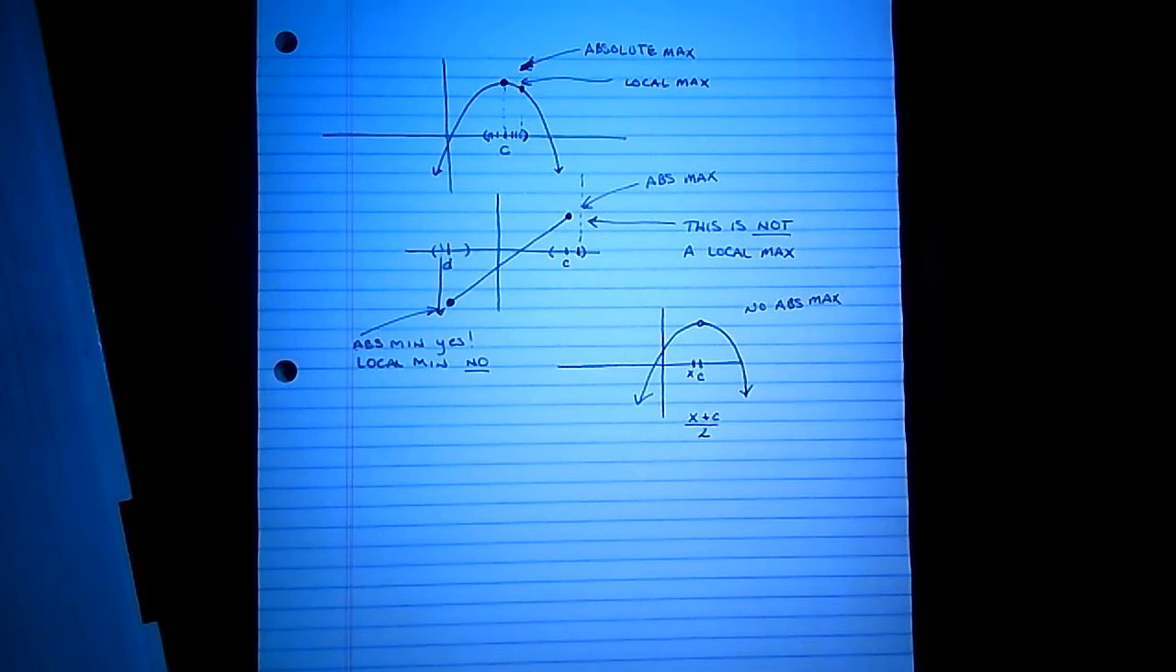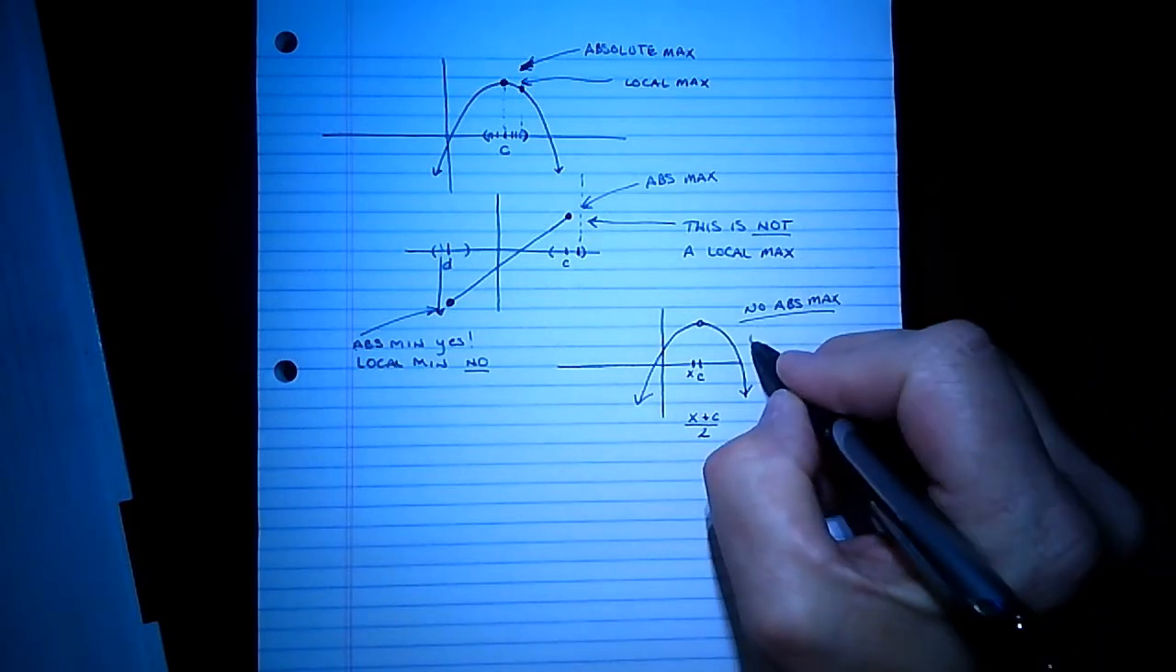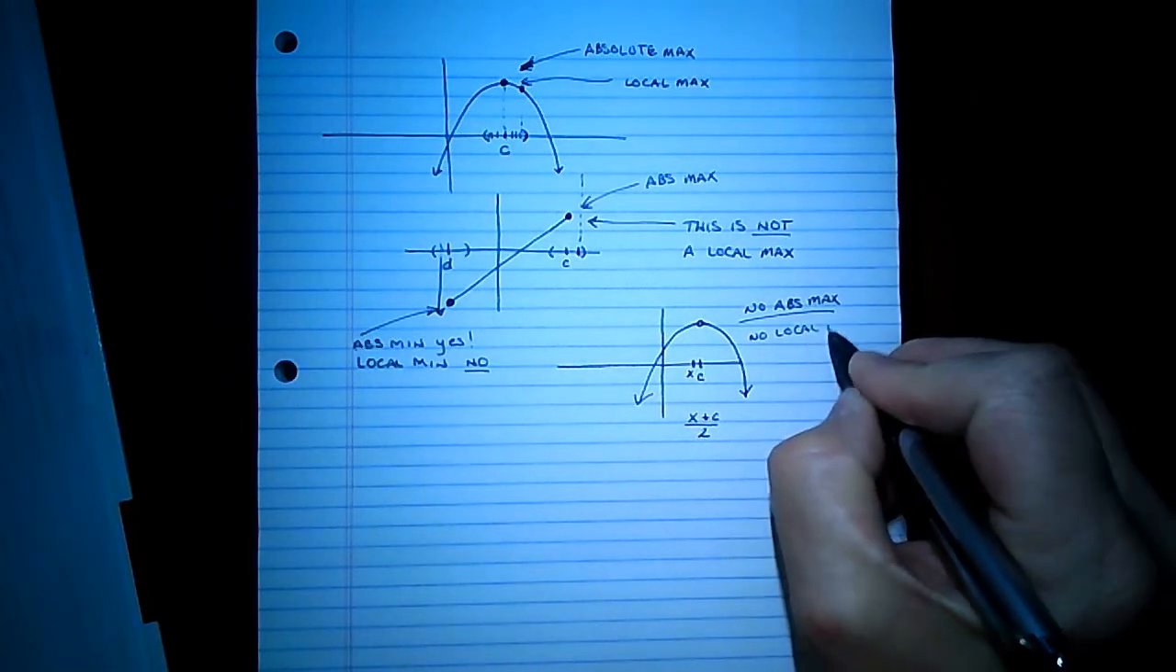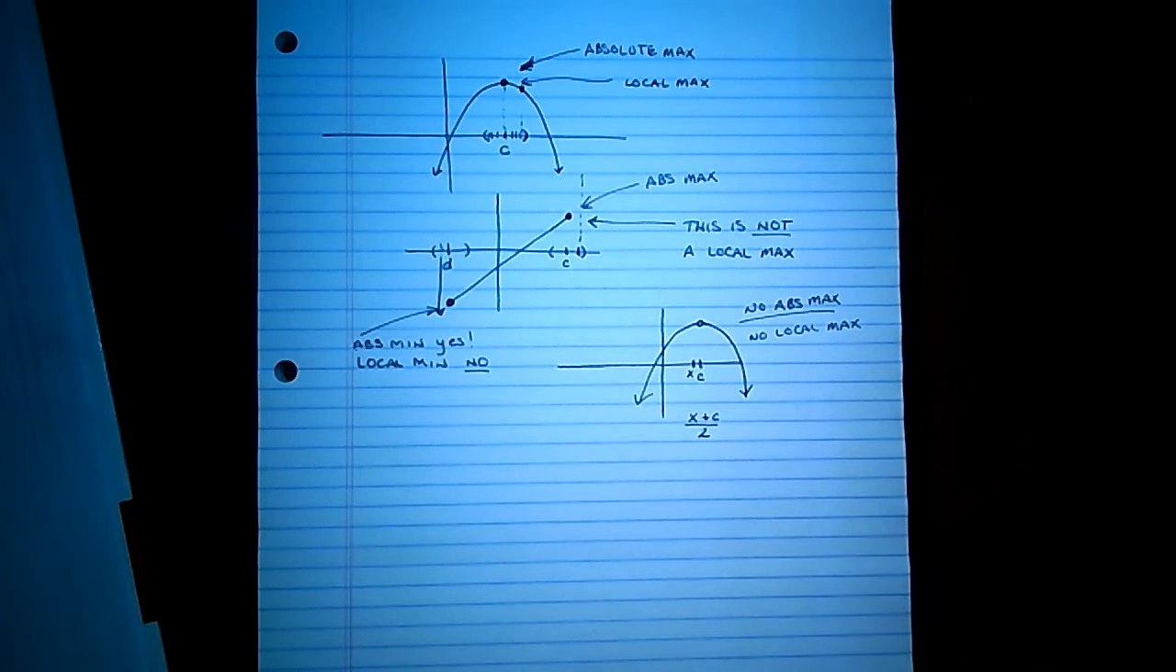There is no definable number, like I can say this number is this. There is no number right next to c, and since I can't find that number, I have to conclude there is no absolute maximum. There's also no absolute minimum. Sorry, no local min. No local max. There's no local max there either.